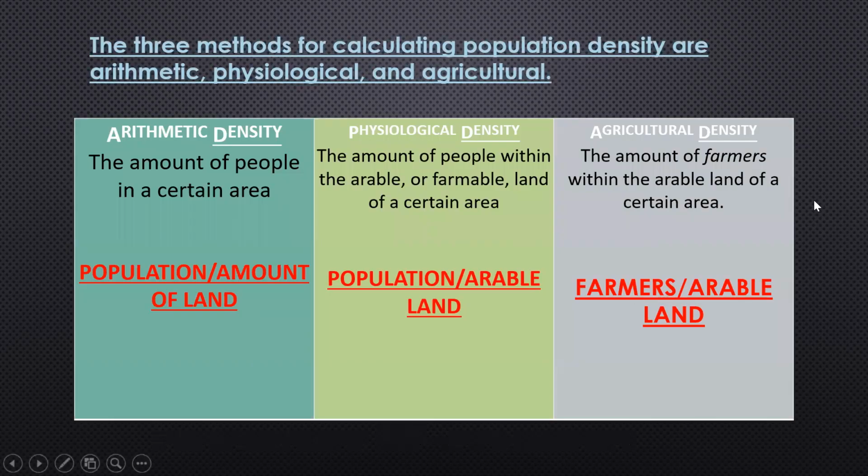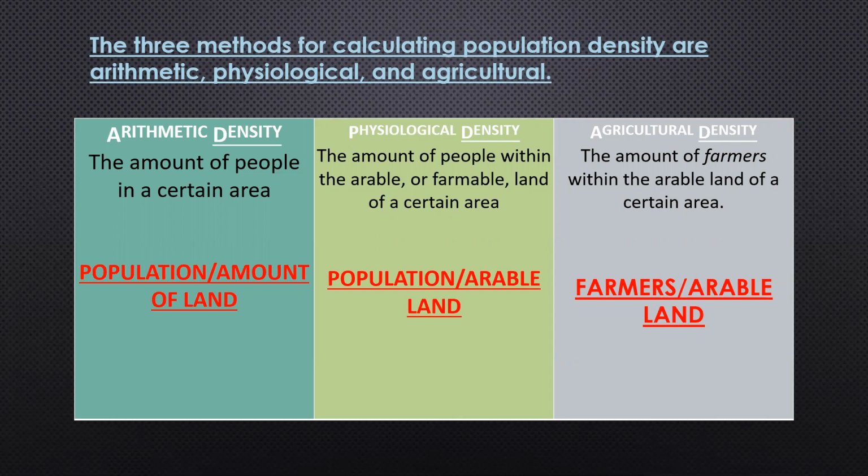Okay, and there are three types of population density, so to speak, that geographers use to determine the impact that population density is having in areas. Specifically arithmetic density, physiological density, and agricultural density. Arithmetic density is the amount of people in a certain area, while physiological density is the amount of people within the arable, farmable land of a certain area, and agricultural density is the amount of farmers within the arable land of a certain area, all right?